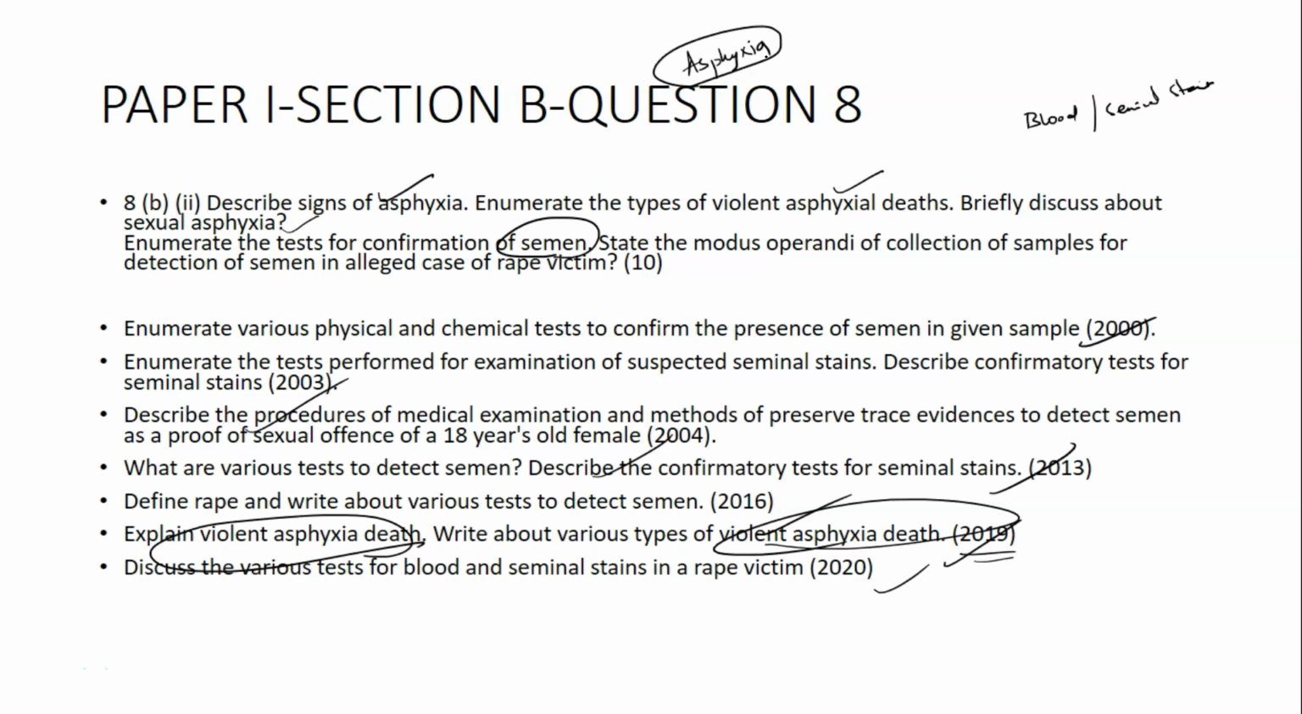Okay, we did cover hanging, we did cover strangulation. So these are they, definitely. We did cover difference between hanging and strangulation. So now they're going into more details of asphyxia, like what is asphyxia. They might ask what is throttling and all, and like violent asphyxial death, what are the various types and all. You have to get into the details of it.